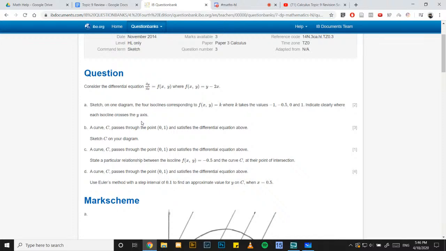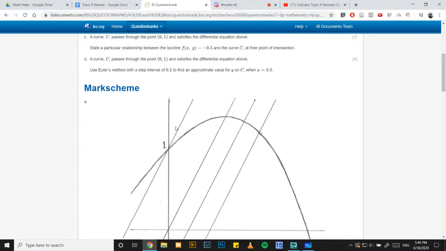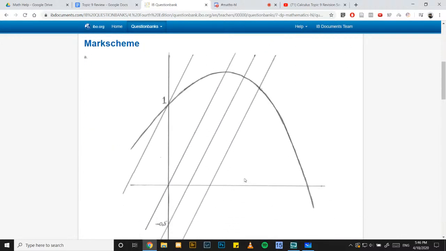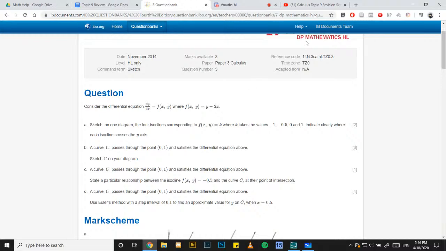Basically what this means is that we want to draw a line along which the slope is always equal to whatever k is. So k is negative 1, negative 0.5, 0, and 1. So you need to draw 4 lines, 4 of those isoclines. And the way that they find these 4 lines is by doing this.